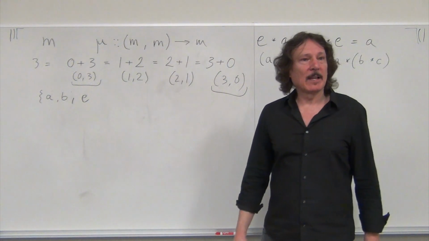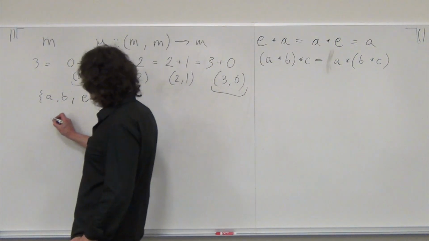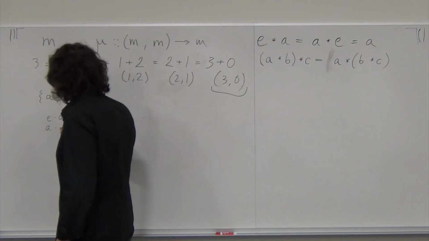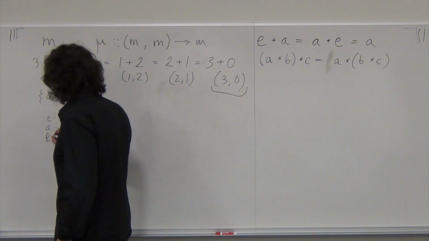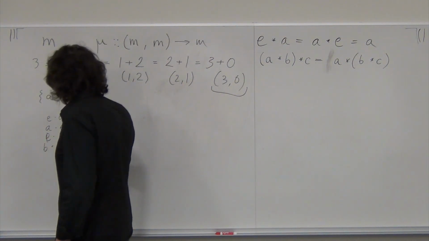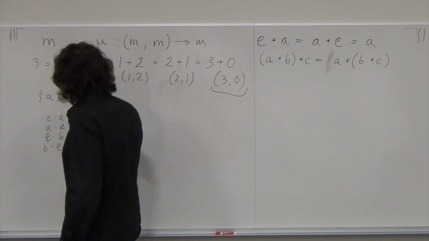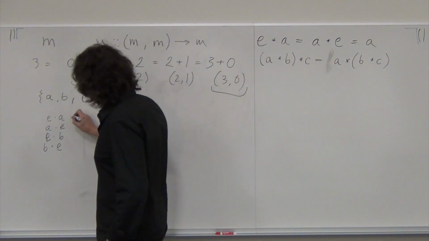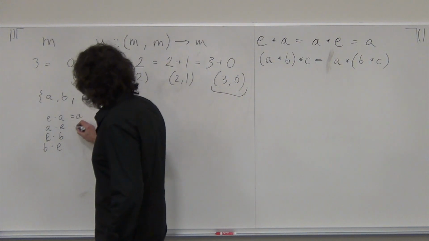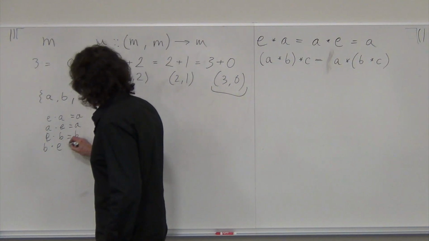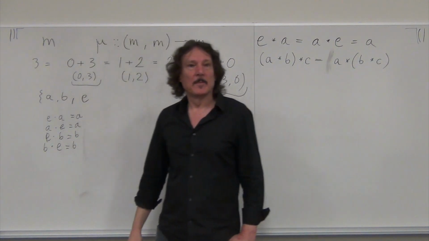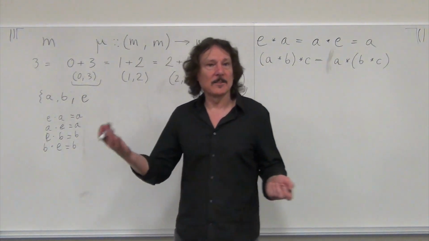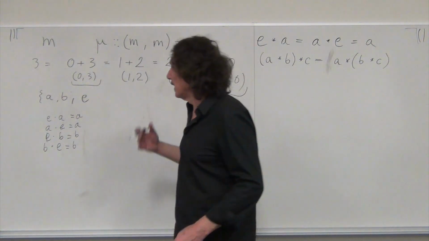Now let's start multiplying stuff. Okay, so what can we do? We can multiply E times A, A times E, E times B, B times E. Okay, these are boring, right? Because these all, by the laws, will have to be identified with A and B. So our free construction will have to have this identification because we want this to be a monoid, right?